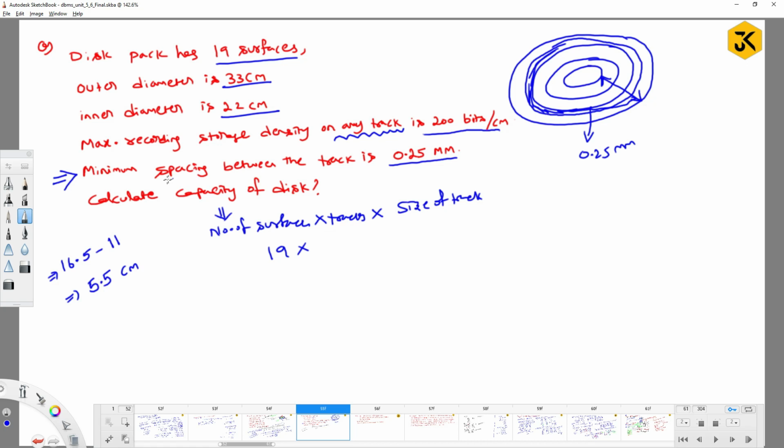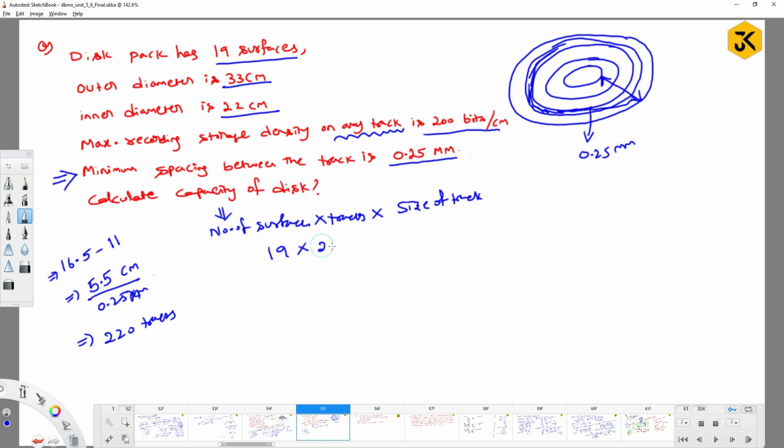But here they have added one extra point. The minimum spacing between the track is 0.25 mm, meaning that this is the actual space. On this space, how much memory space are they wasting? Again 0.25 mm is wasted, right? You can calculate. What is the value you are going to get? You are going to get 220 tracks. Hope you understood, right?